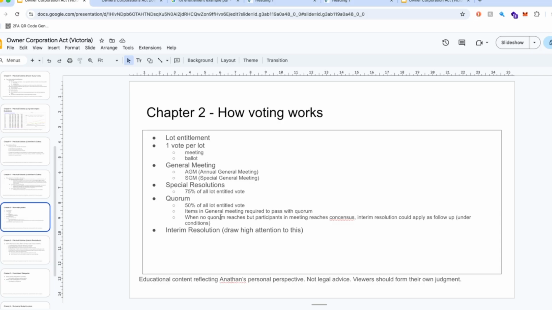Now the reality is, most owners don't understand how an OC works much. And they don't know about their rights, which I already talked about in chapter 1, so I won't go into details. For a very large OC, a lot of owners probably won't participate.